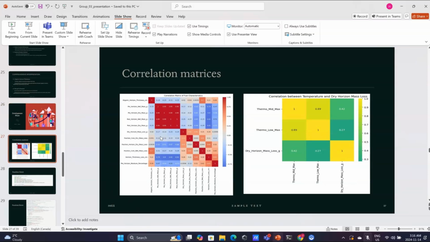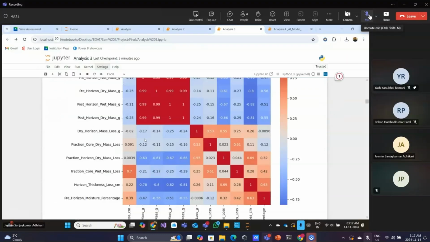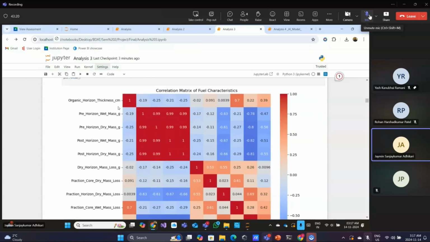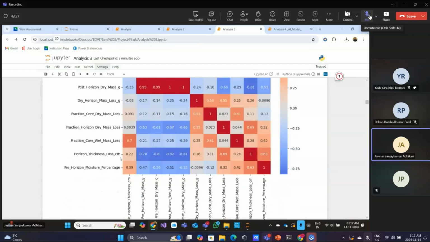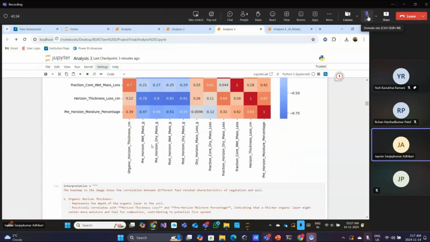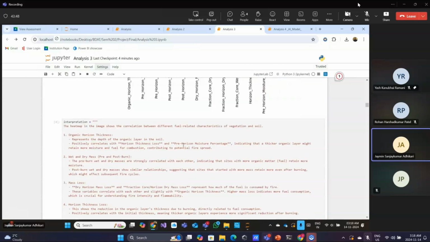So here are some correlation metrics and visualization plots, and also the machine learning models that I'm going to present today. This is the code for the correlation matrix of the respective fuel characteristics, which are the organic horizon thickness, pre-burn horizon wet mass, and dry mass. These are all the fuel characteristics of the vegetation. It shows that the pre-burn horizon wet mass has multiple correlations with the wet and dry mass, and wet and dry mass for the post-burn horizon thickness, which has most of the correlation.